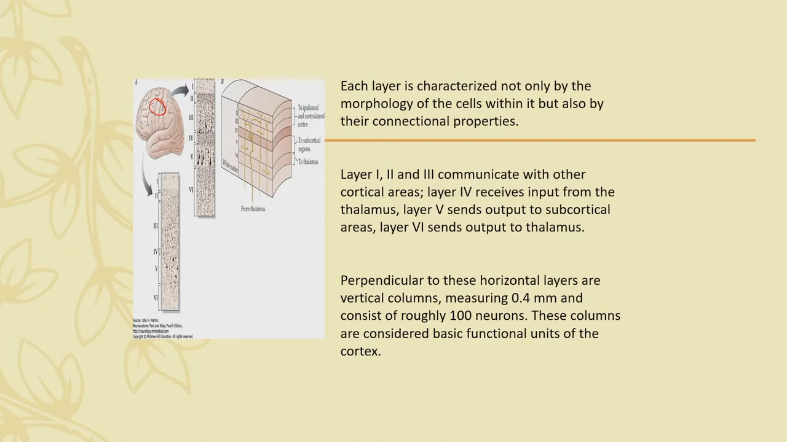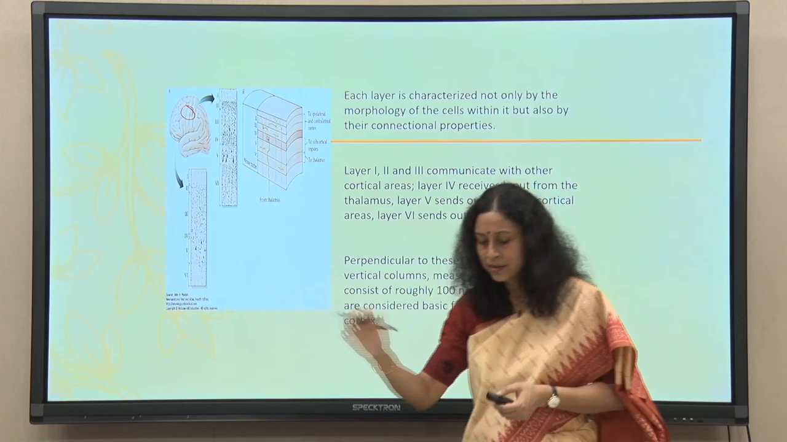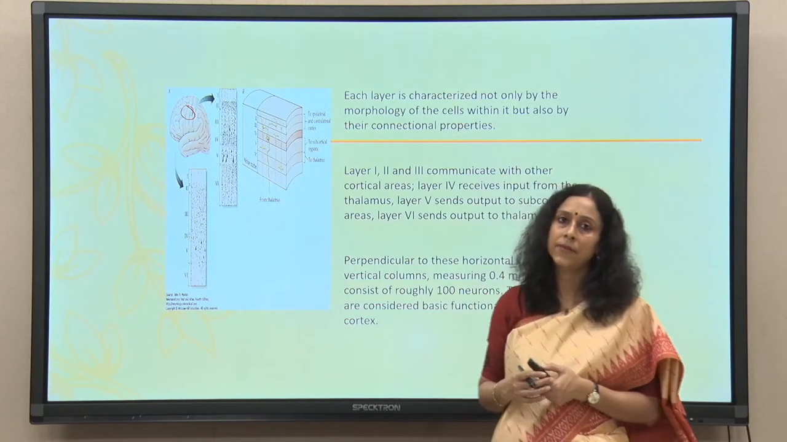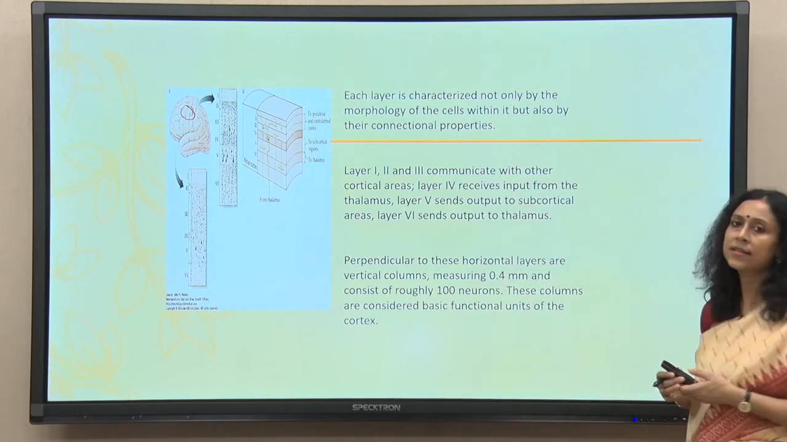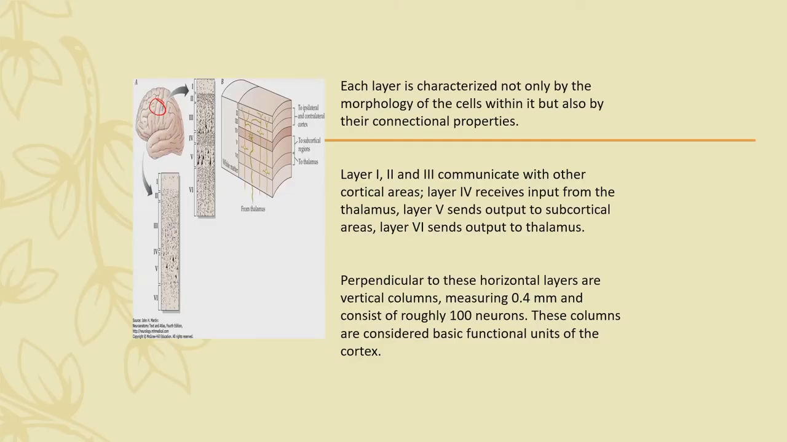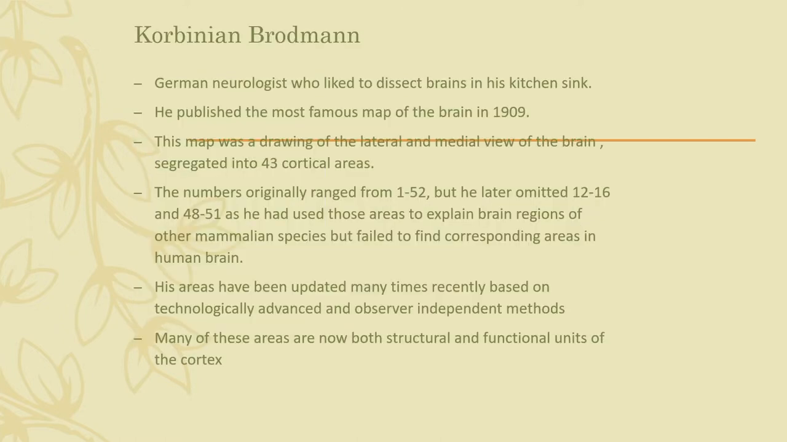Layers 1, 2, 3, that is the top 3 layers, communicate with other cortical areas. Layer 4 receives input from the thalamus. Layer 5 sends output to subcortical areas, that is the areas under the cortical area. And layer 6 sends output to the thalamus. So you can see, even within a tiny area like this, there are 6 vertical layers, and each layer has a different function altogether. When you are looking at the brain in terms of this kind of structure, this is called cytoarchitectonic structure. Perpendicular to these horizontal layers are vertical columns measuring 0.5 mm and consisting of roughly 100 neurons. These columns are considered the basic functional units of the cortex. So this is, in a way, more of the basic functional units of the brain.